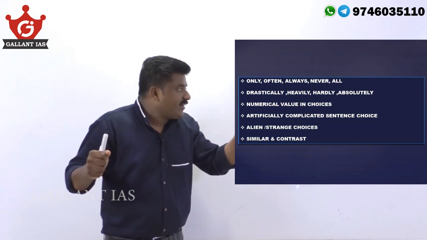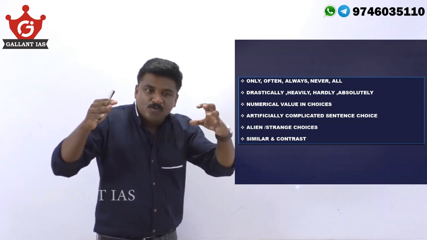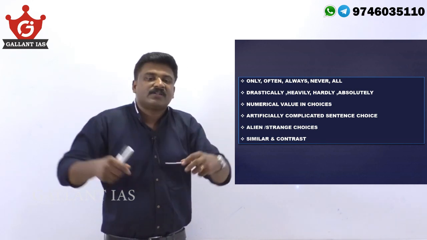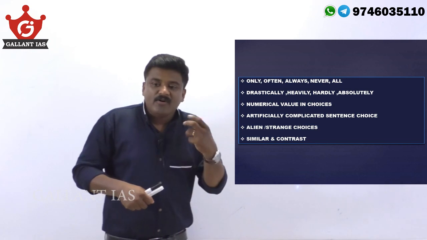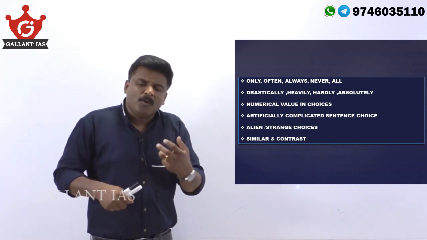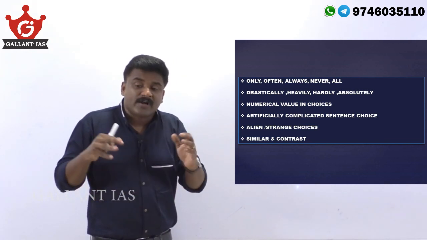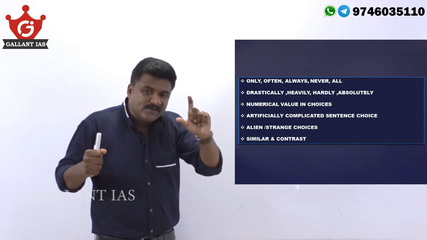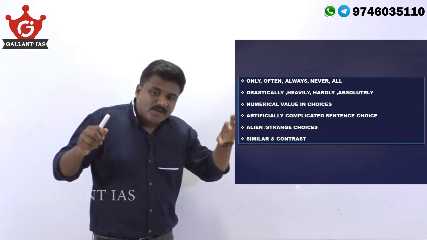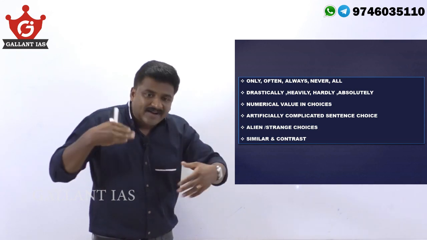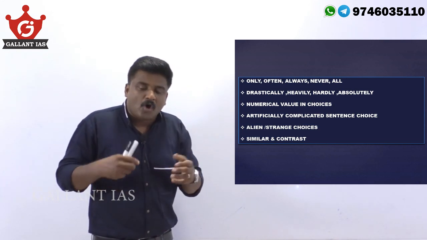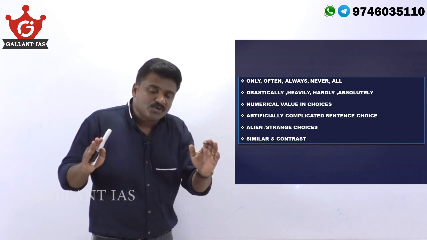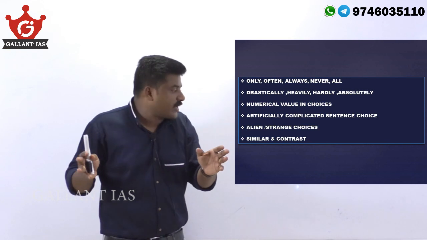Again, drastically, heavily, hardly, absolutely: when UPSC uses such extreme words, absolute words in some answer choices, very often the cases are like this. Most probably such statements are wrong statements. Then some statements with specific numerical values, or some statements which are artificially, unnaturally complicated, with compound, complex sentences they formed. Such statements also very often tend to be wrong statements.